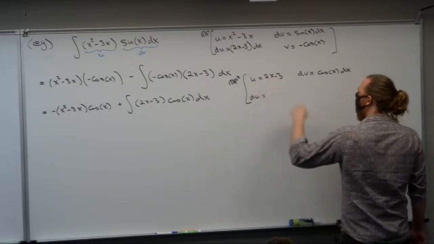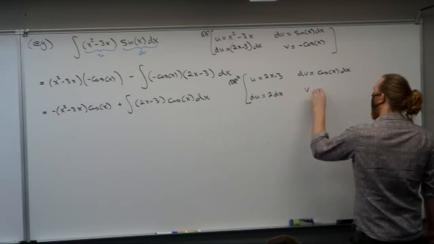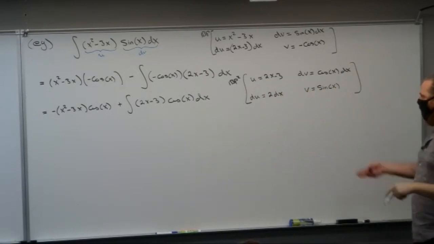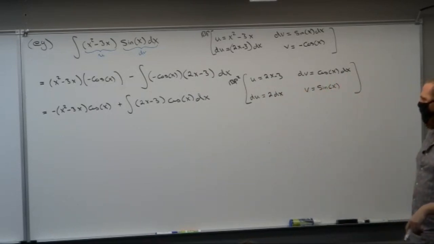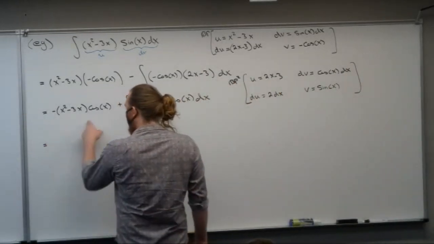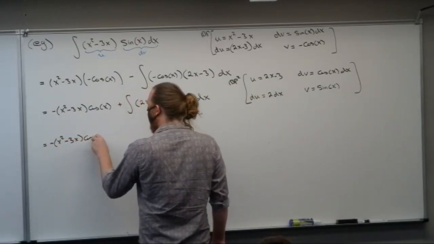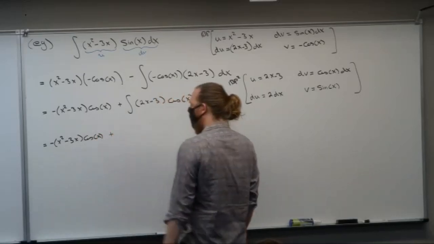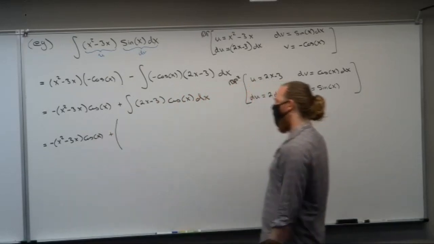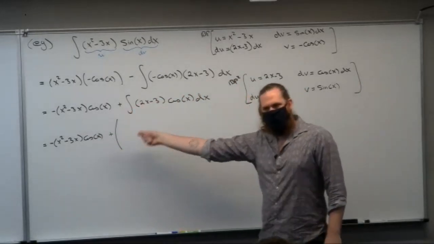Okay, if u is 2x minus 3, then du is 2 dx. If dv is cos x dx, then v is sine of x. And you differentiate to go from u to du, you integrate to go from du to v. I've got out front here still negative parentheses x squared minus 3x times the cosine of x, then plus, and I'm going to replace this whole thing by some stuff I like to put in parentheses. Especially if there's a minus out front here, you really need this big open paren to make sure you distribute.